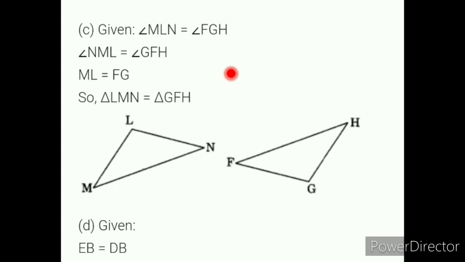Given angle MLN equal to angle FGH. These two are equal. One angle. Next one also an angle, angle NML equal to angle GFH. Okay, 2 angles are given.